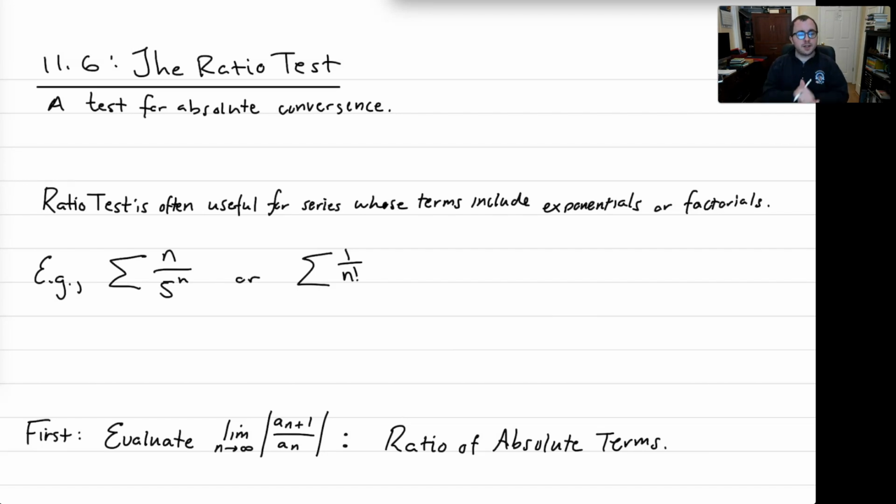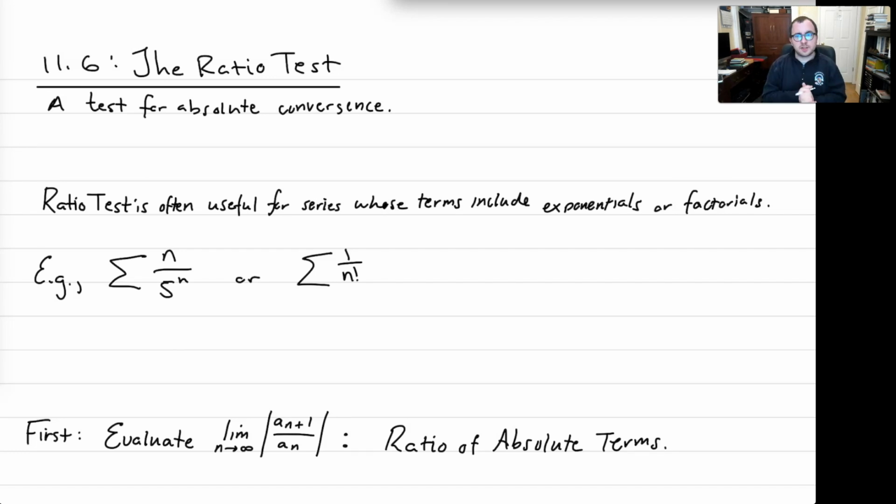I've written here a couple examples of situations where the ratio test is going to be very helpful. The ratio test is going to be most often useful when the terms of the series have exponentials in them, or factorials in them, or some combination. For example, I've got n over 5 to the n here, that's an exponential. 1 over n factorial here, that's a factorial. We're going to see when we take ratios of these things, they're going to cancel out nicely. Which ratio are we going to take?